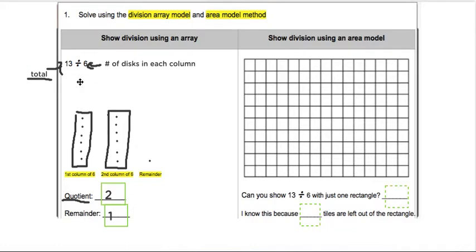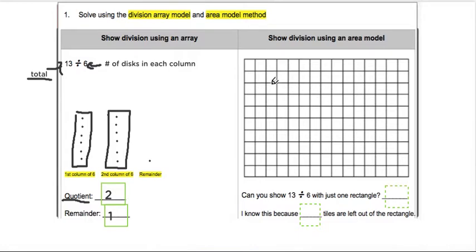Now we're going to use the same problem on our area model. Same concept, just a different way of solving the problem. So we still have 13 divided by 6. Remember, 6 tells us the number in each column. Now here's the thing, y'all. We don't have discs. In this time we have tiles. So the 6 is going to tell us how many tiles are in each column.